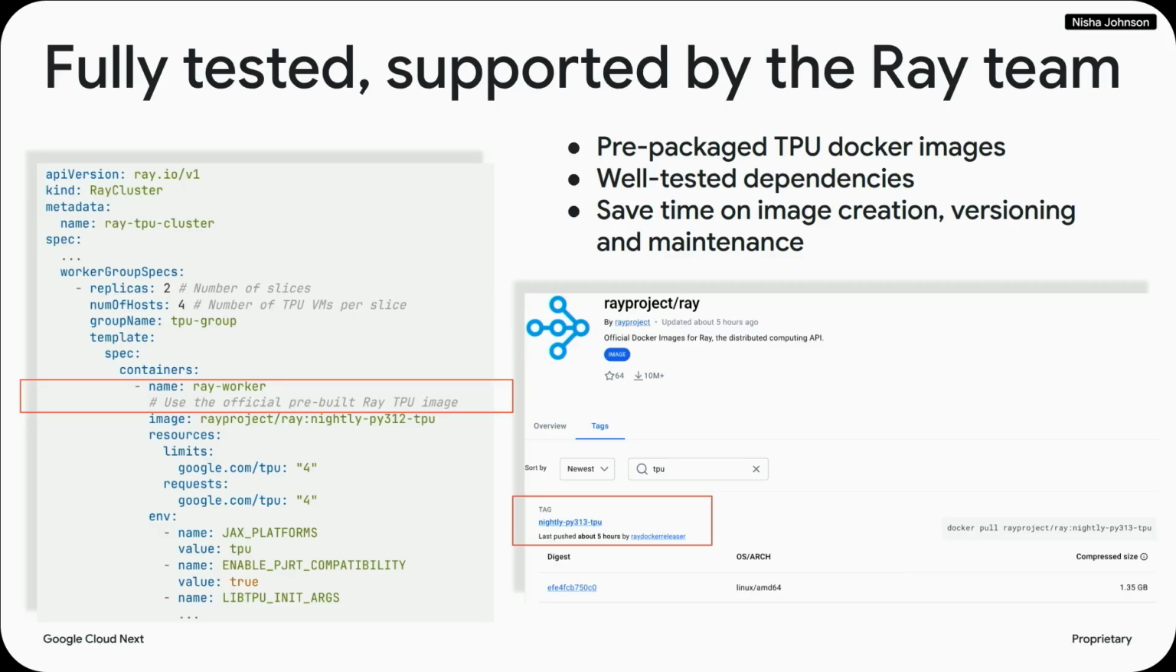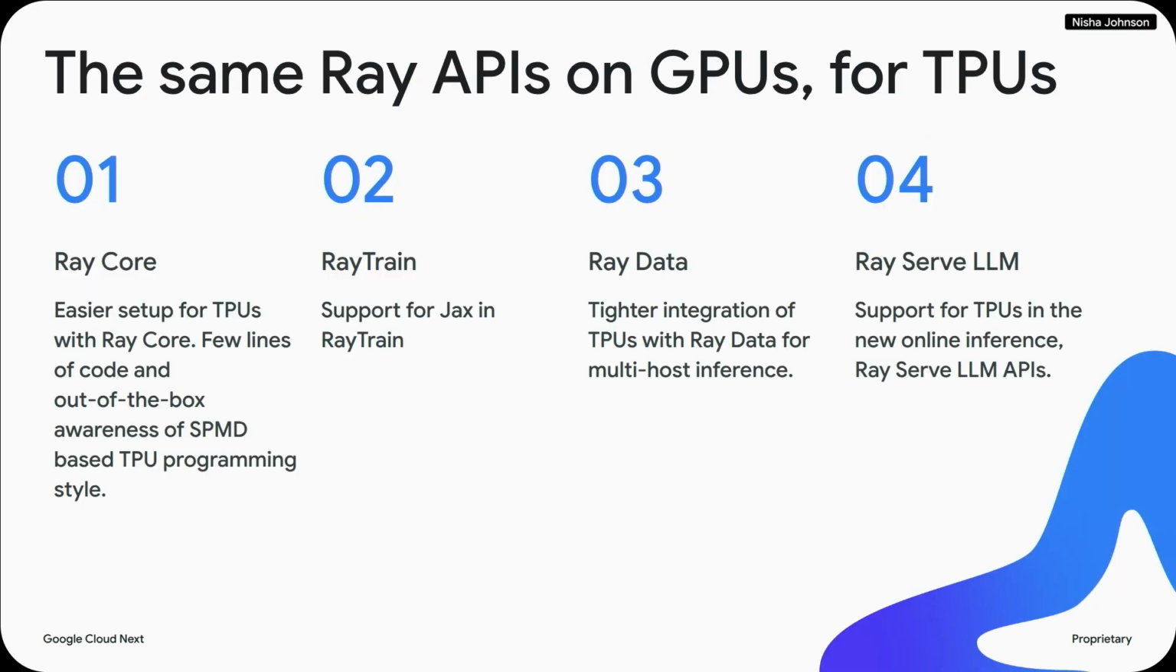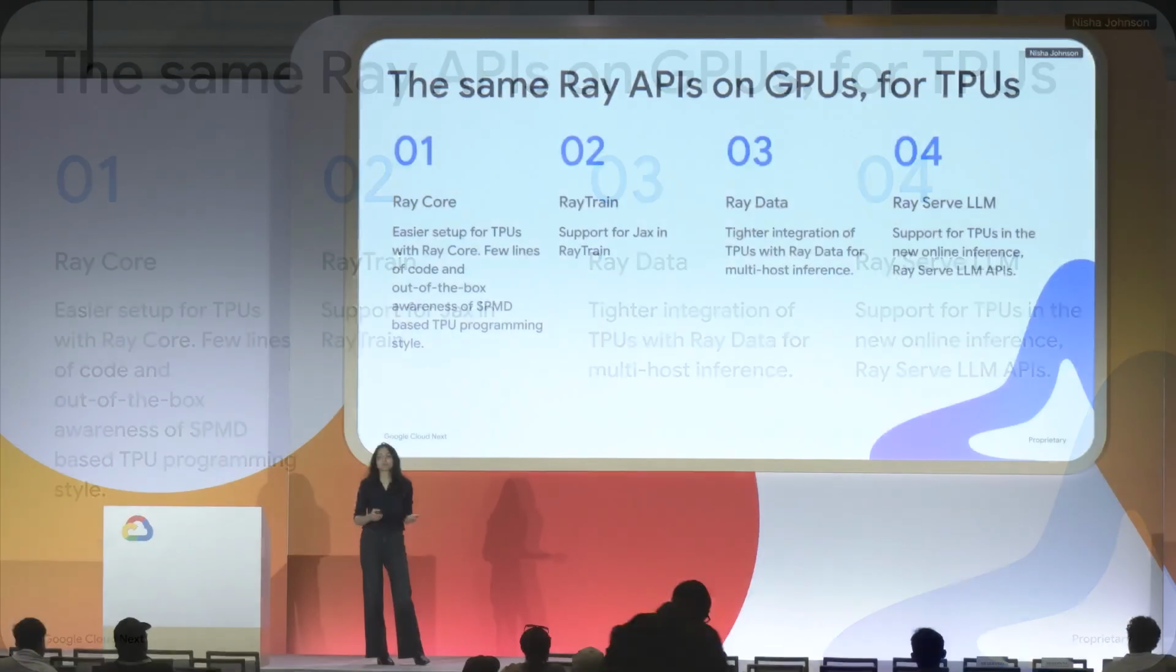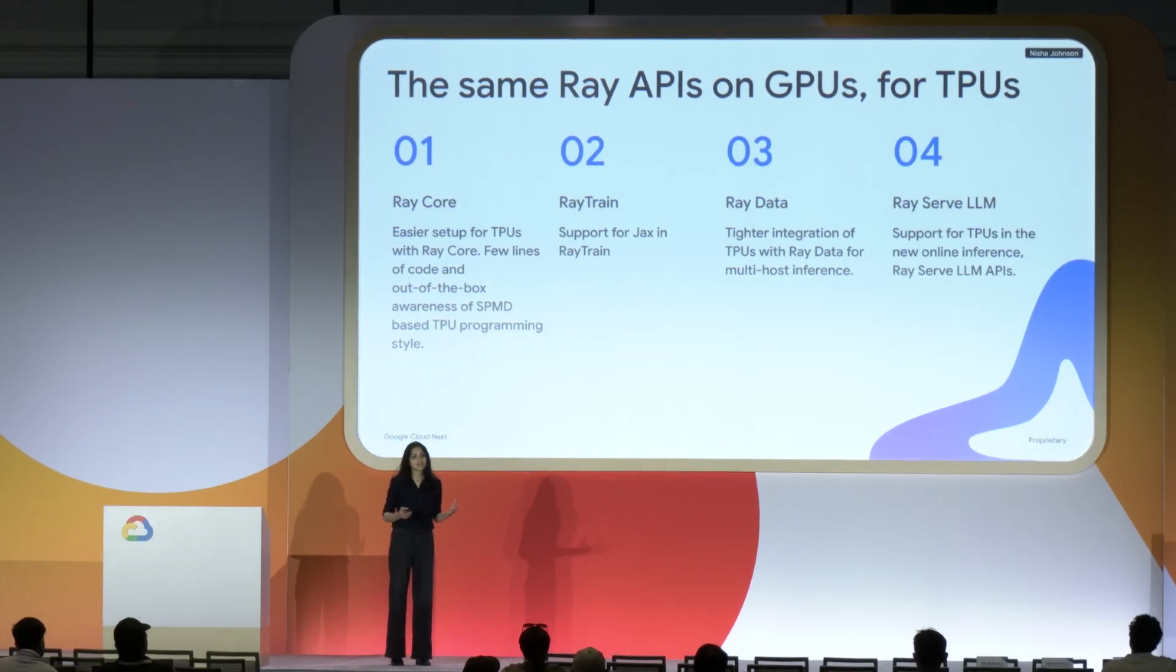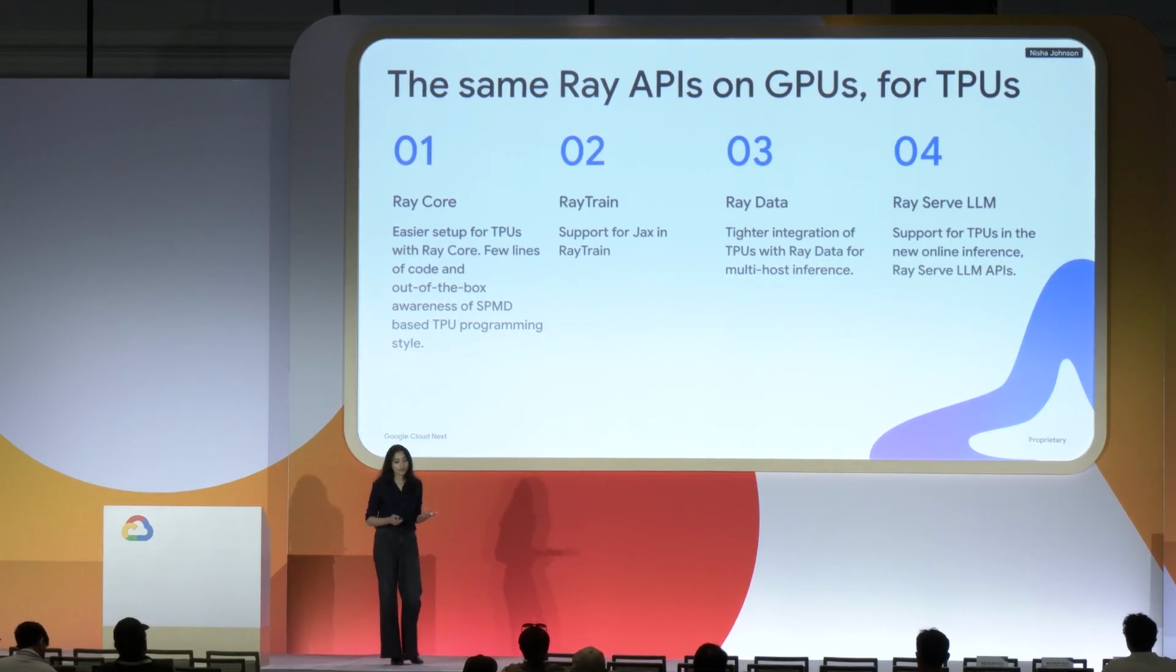First-class support comes with prepackaged TPU Docker images and well-tested dependencies. A big question that we often get is, how easy is it to move our Ray code from GPUs to TPUs? And the answer is that it's not too hard. The same Ray APIs that work on GPUs also work on TPUs.